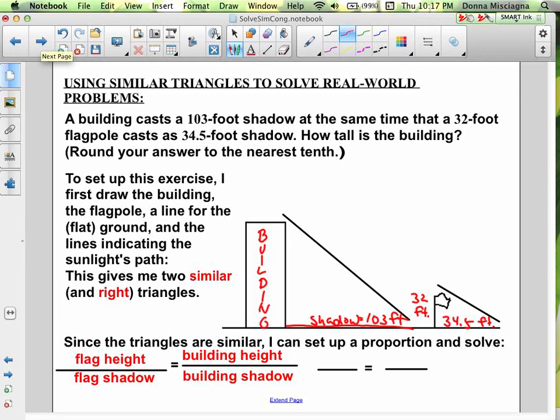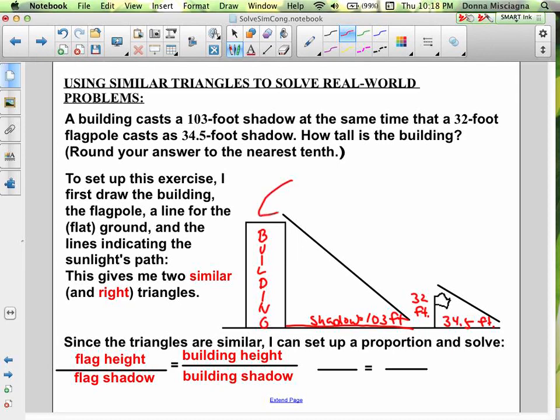So to set up this, you want to draw a picture. Right? If you have this in words, I've already got the picture there, and this is in your notes. All of these are. If you don't have a picture, draw a picture. It will help you set up the proportion correctly. Because you don't just want to plug numbers in willy-nilly. Sometimes they don't give you a whole side. They give you part of a side. Right? But you can figure out the whole side based on your diagram. Right? Or at least your diagram will guide you in terms of how to solve. So to set this one up, you first draw the building, the flagpole, and a line for the flat ground. Right?